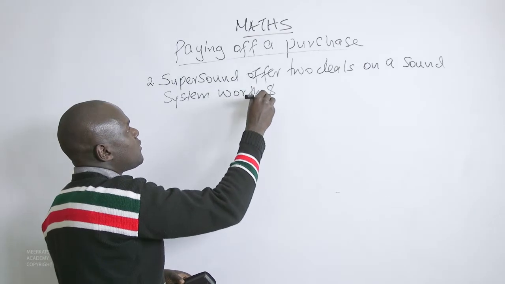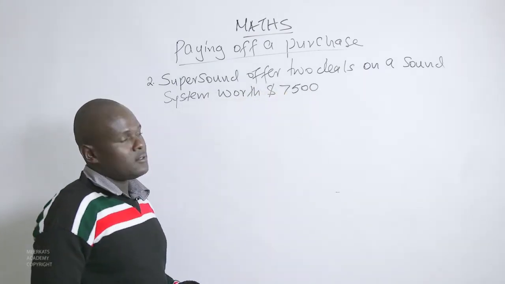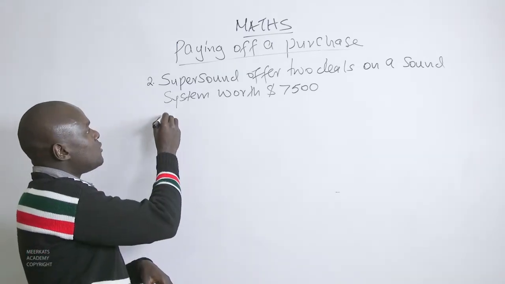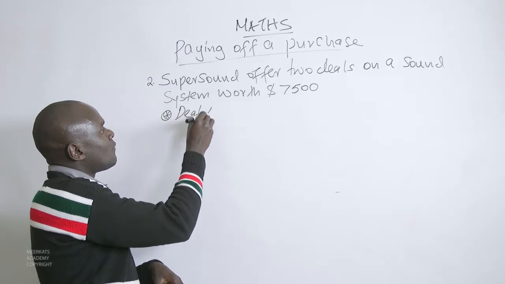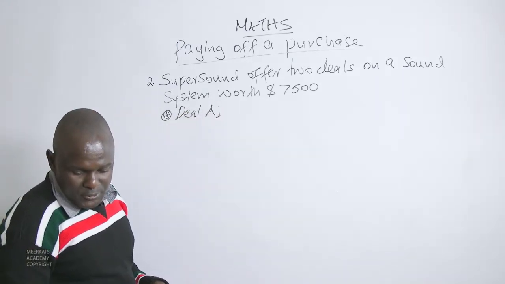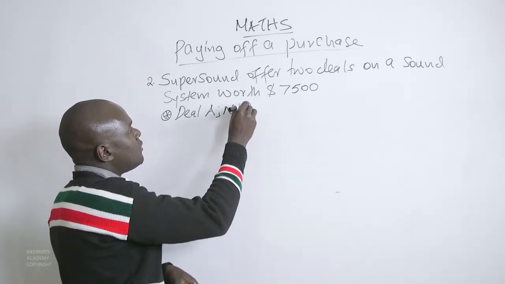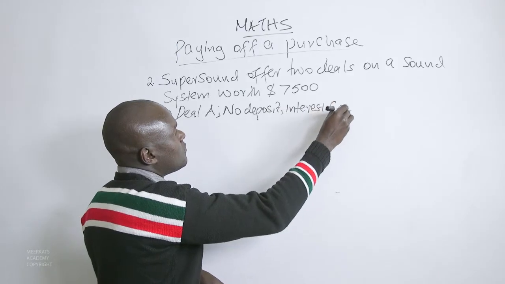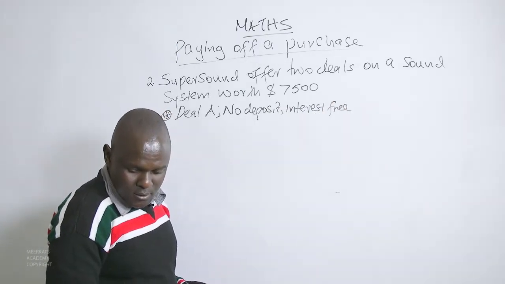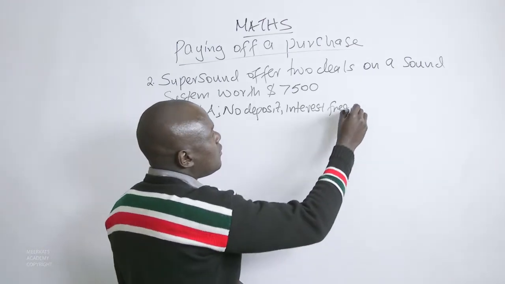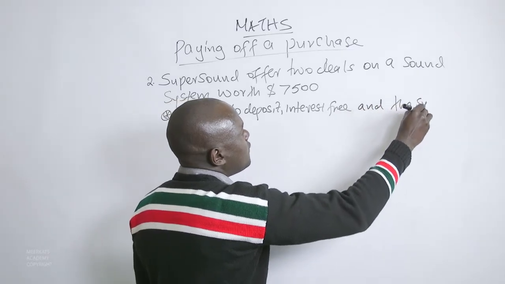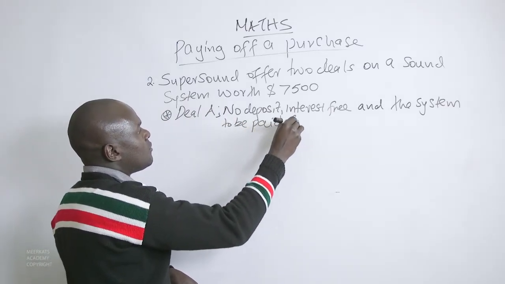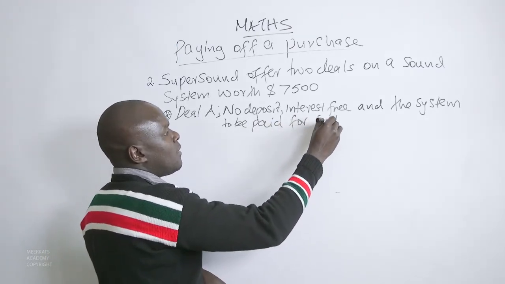On a sound system worth $7,500. The sound system is worth $7,500. Let us look at the deals. We are told deal A, no deposit is required. No deposit. And it is interest free. And the system to be paid for in 18 months.